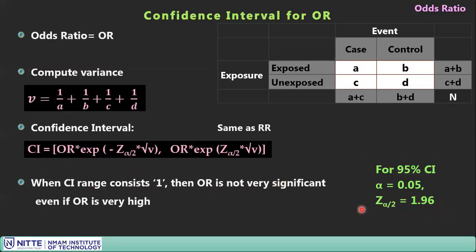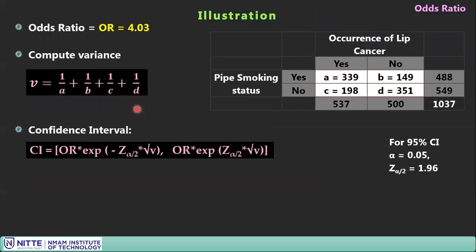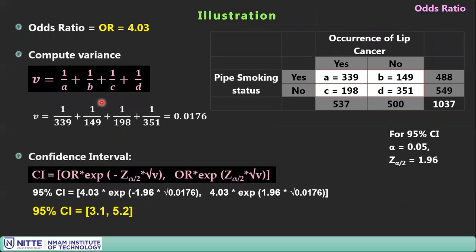This particular information I have already explained in the relative risk video. The same explanation holds good here. For more details you can watch my video on relative risk, where I explained the confidence interval for relative risk. The only difference between that and this is the variance; the rest remains the same. So let me take the same illustration I explained previously. The odds ratio is 4.03 and the variance, when you substitute these values, comes to around 0.0176. So you take the inverse of A, B, C, D and sum it.